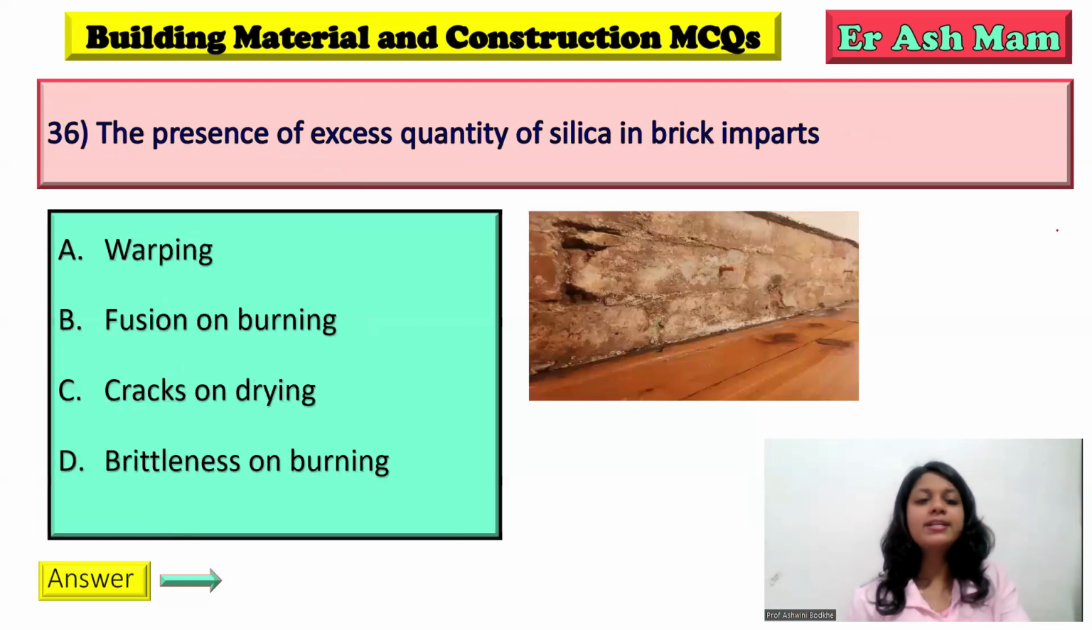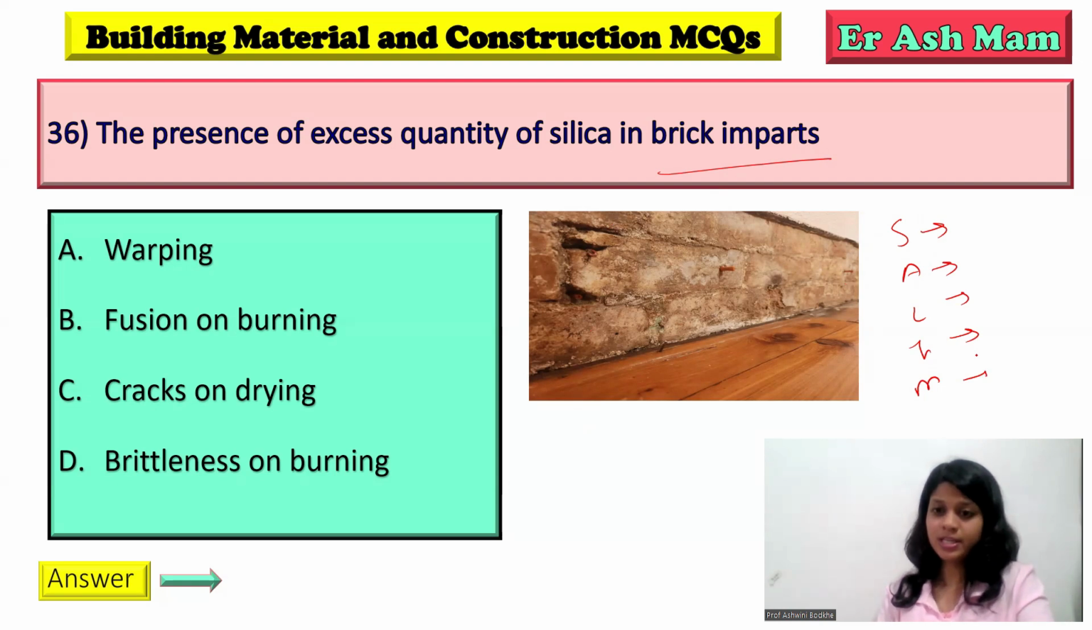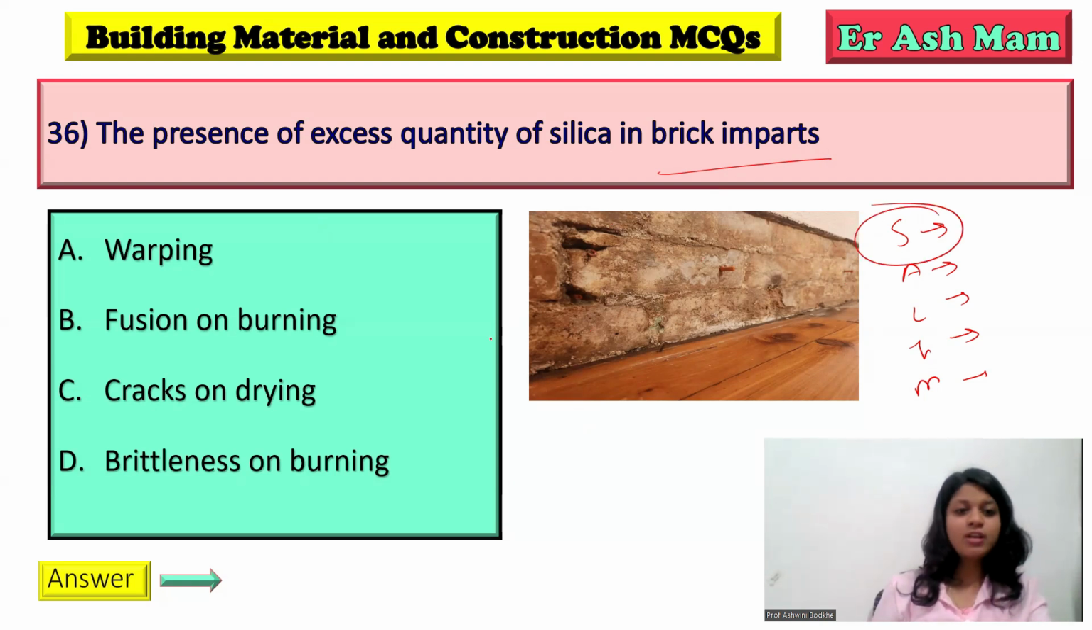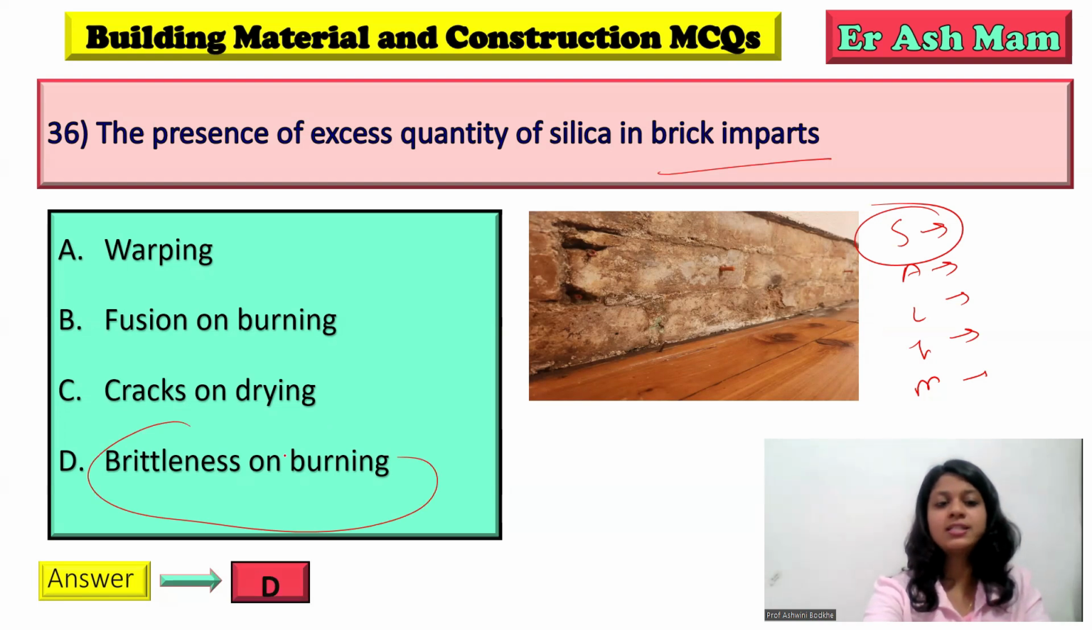Next is the presence of excess quantity of silica in bricks impairs. The formula is silica, alumina, lime, iron oxide, magnesia present in bricks. Then, if you have excess quantity of this silica in bricks, then what will happen? Brick becomes brittle, the brittleness on burning. Okay, answer is D.